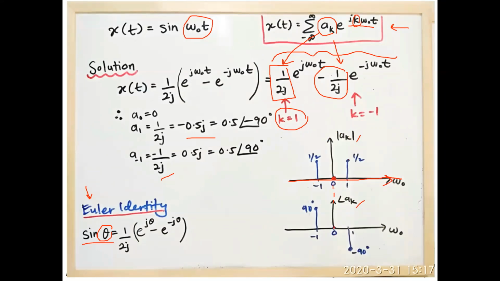You have 0, 0. A_1 is at k equal to 1. So you have here magnitude 0.5, so you have 1 over 2 for magnitude, and the phase value is minus 90 degrees. And for a_minus_1, we have the magnitude 1 over 2, and the phase value is 90 degrees. Okay, so this is how you plot the magnitude and phase spectrum for the Fourier coefficient.